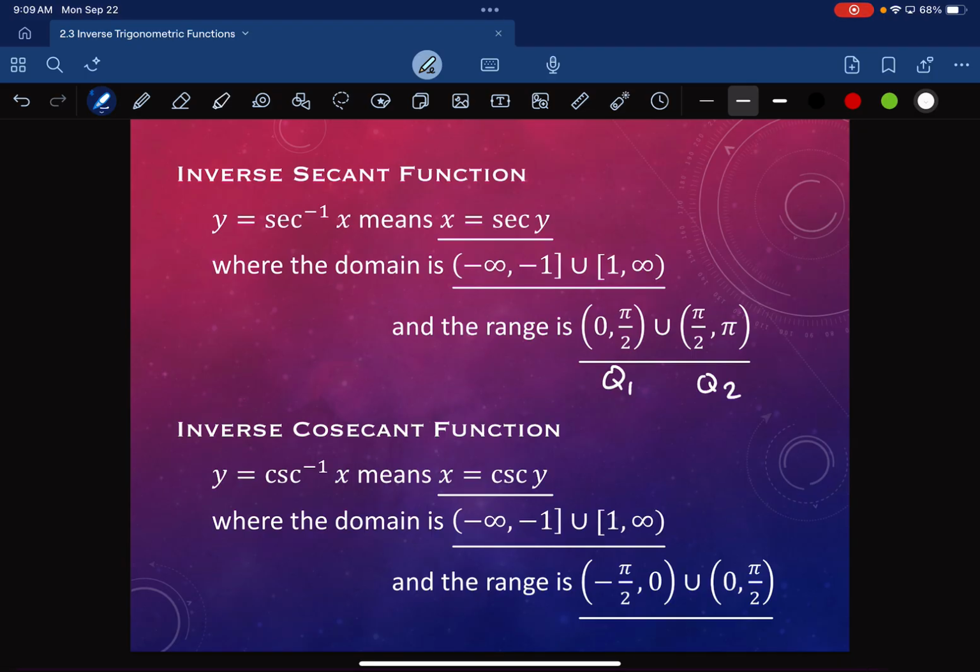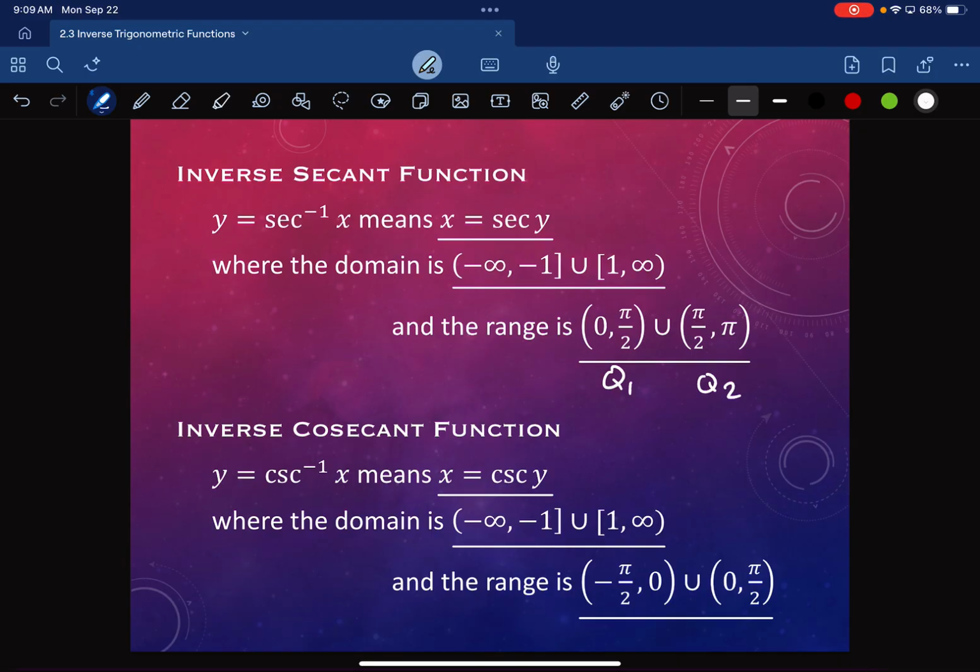And the domain and the range switch. So previously, the domain would have been 0 to pi over 2 to pi, and now that's the range. And then the range previously was negative infinity to negative 1, and we do this jump right over the cosine graph. We pick up from 1 to infinity, and that's now our domain, which was previously our range.